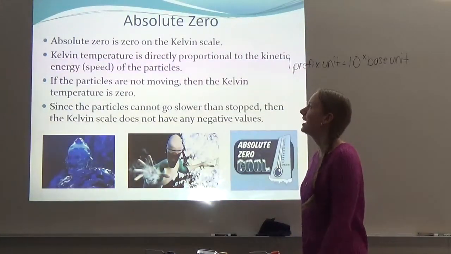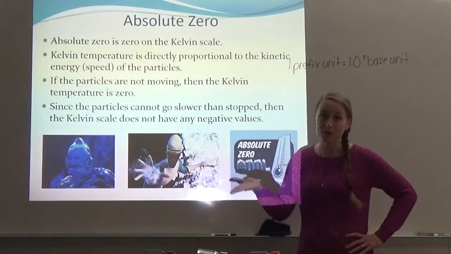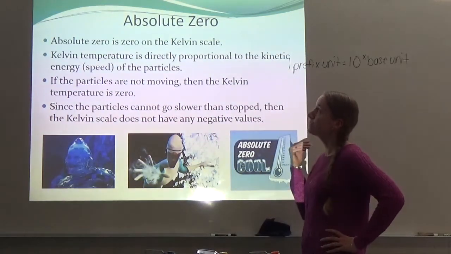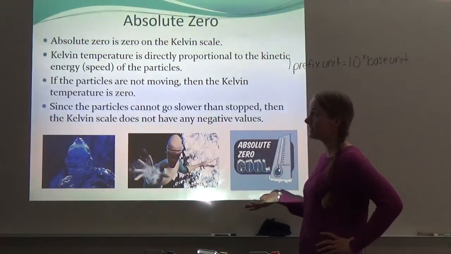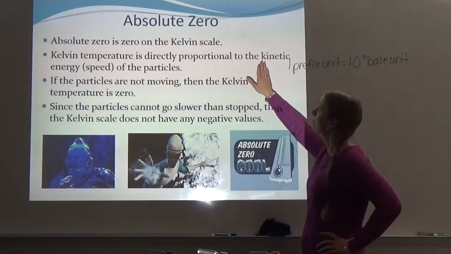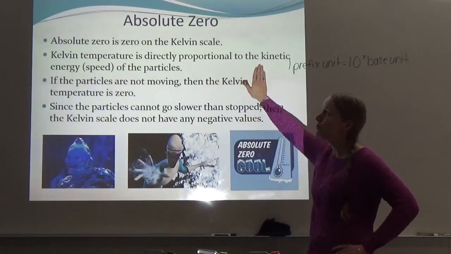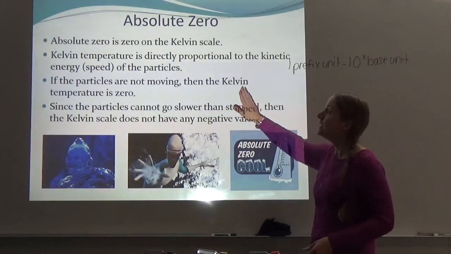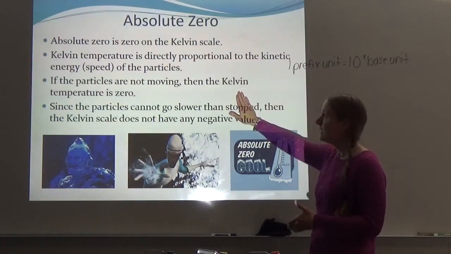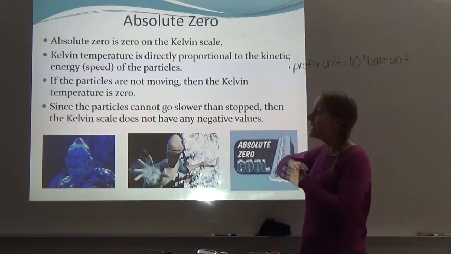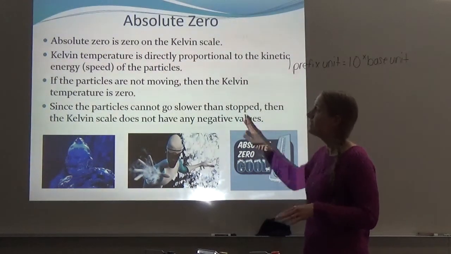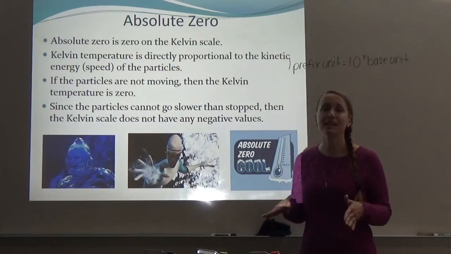So let's move on and talk about an important temperature scale, and that's Kelvin. So absolute zero is 0 on the Kelvin scale, not Celsius. Kelvin temperature is directly proportional to the kinetic energy or speed of the particles. If the particles are not moving, then the Kelvin temperature is 0. Since particles cannot go slower than stopped, the Kelvin temperature does not have any negative values.